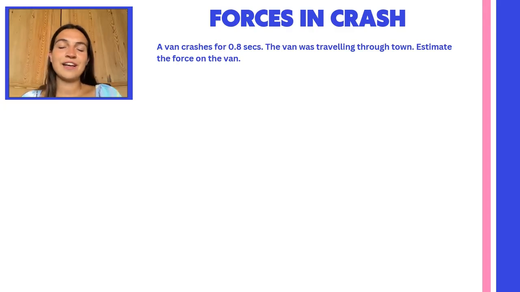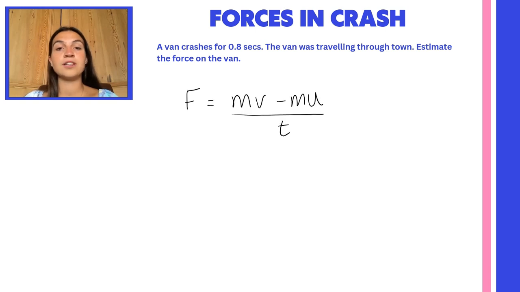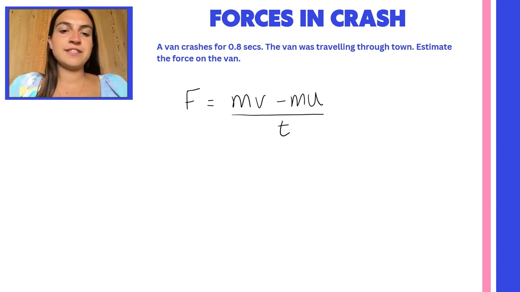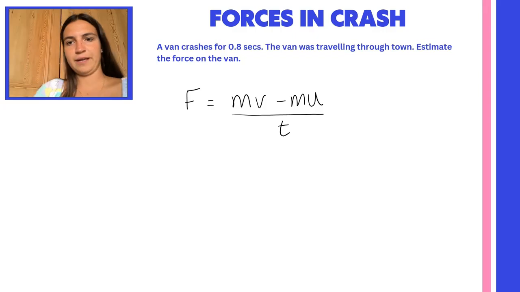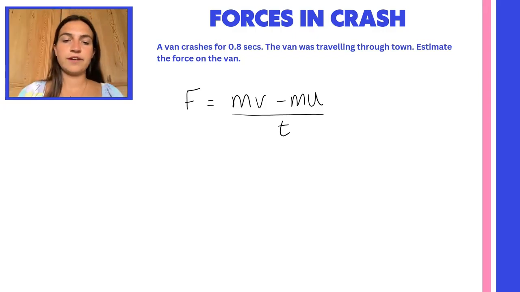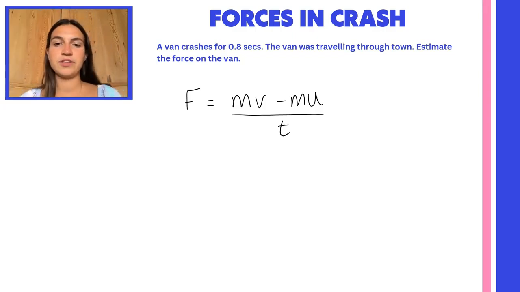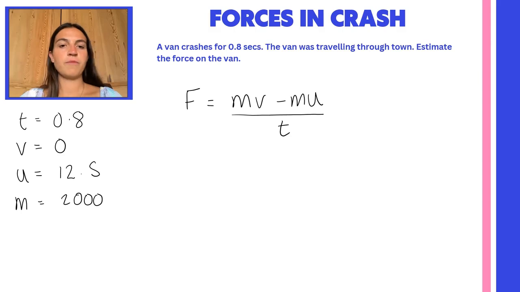Okay, now to have a little look at a question about the forces involved in crashes. So we have a van crashing for 0.8 seconds. It was travelling through town. Estimate the force on the van. Okay, so as always with these, I'm going to put my equation that I know down first. F is mv minus mu over t. Then I'm going to try and extract as much information as I can from the question. So I'm going to write out all of my different variables.